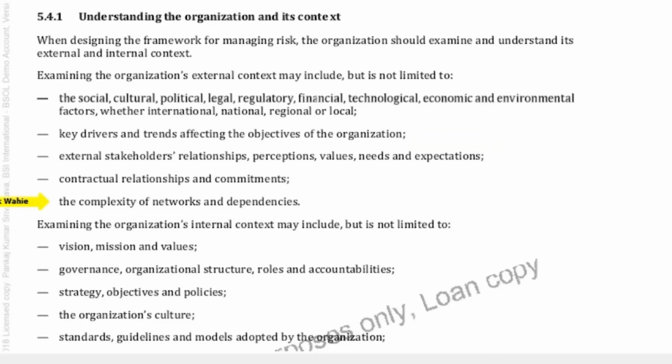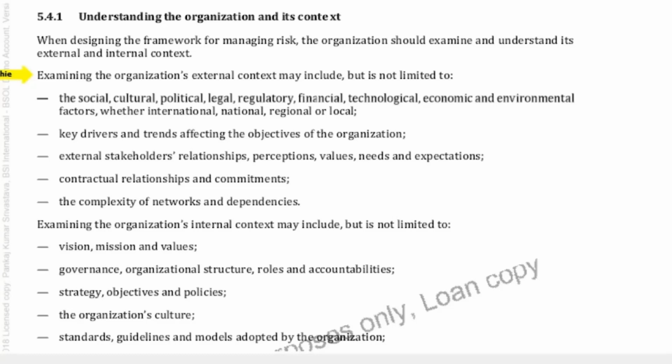What are your internal dependencies? How complex is your network? It's a global organization, and there are so many organizations which are partners. Now, what happens if the partners fail to provide the service and there is a risk there? Their risk is going to impact us and our risk is going to impact them. This is what you have to consider when you are determining or examining the organization's external context in achieving the objectives of your organization. Is it clear to everybody what could be the external context?